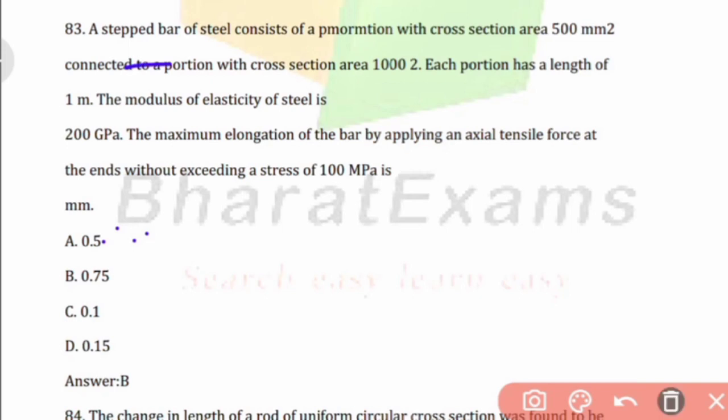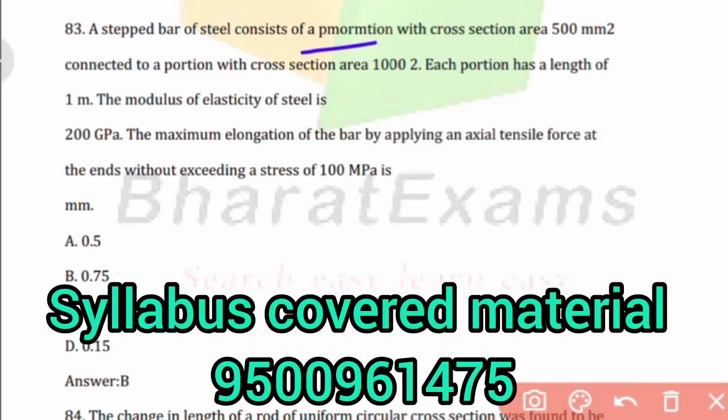The stepped bar of steel consists of a portion with cross section area 500 mm² connected to a portion with cross section area 100 mm². Each portion has a length of 1 m. The modulus of elasticity of steel is 200 GPa. The maximum elongation of the bar by applying an axial tensile force at the ends without exceeding a stress of 100 MPa is option B, 0.75.